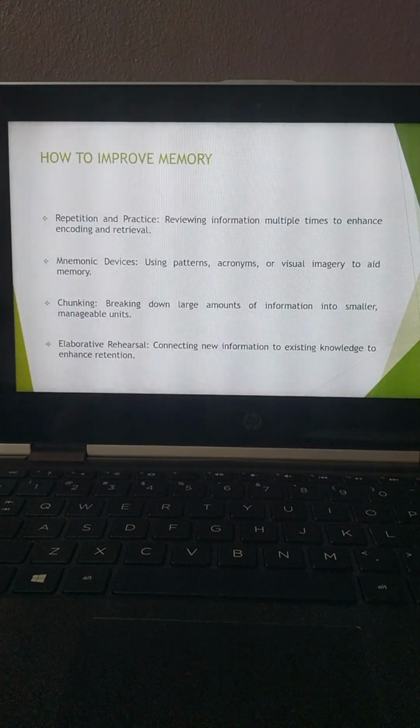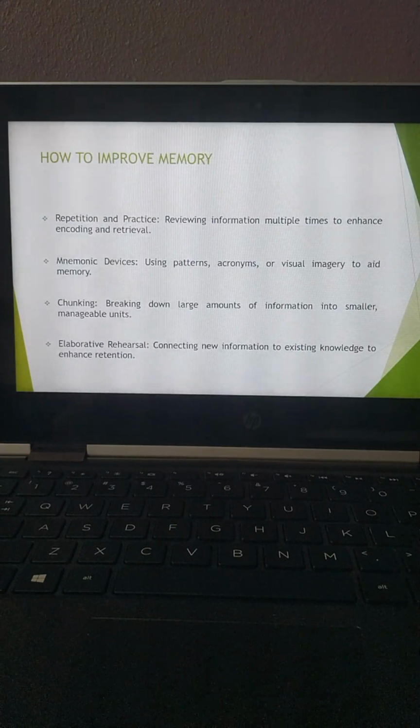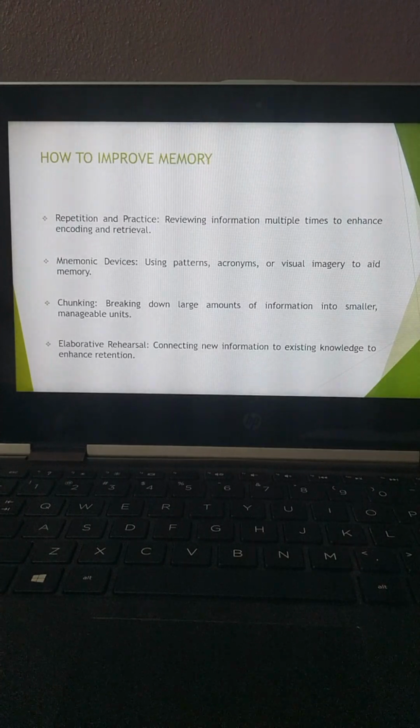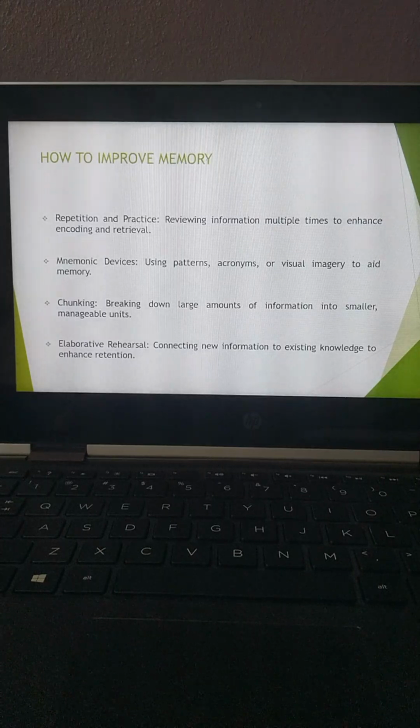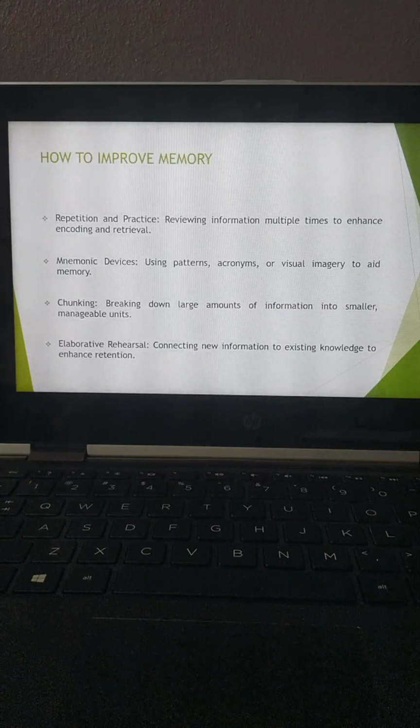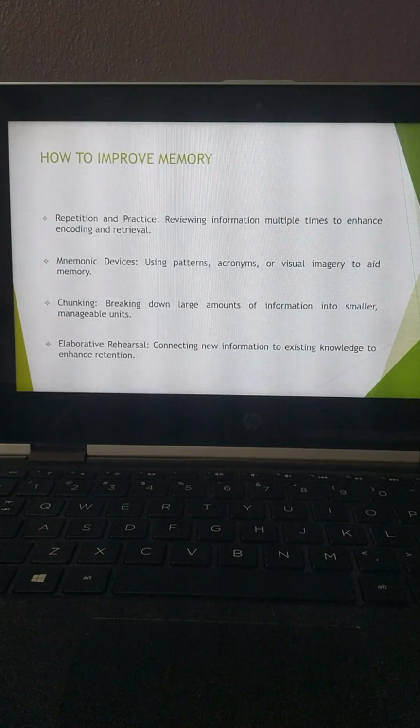Mnemonic devices. This includes using patterns, acronyms, or visual imagery to aid memory. I've been using mnemonics as an example. It involves using acronyms or particular patterns or visual imagery to aid memory. A lot of people use acronyms more. We have, while in primary or secondary school, the planets, we use the first letters of the planets to make a word.